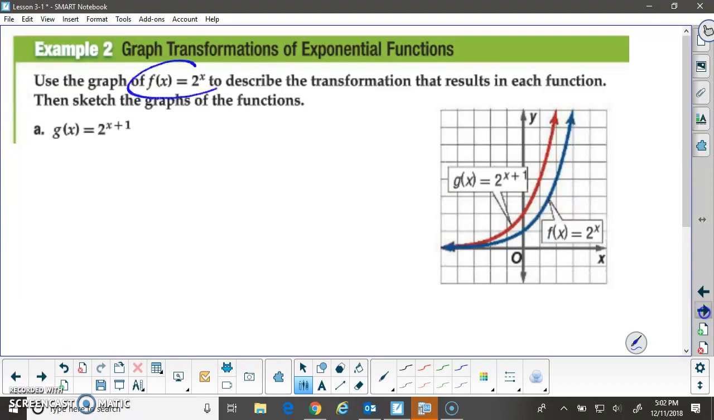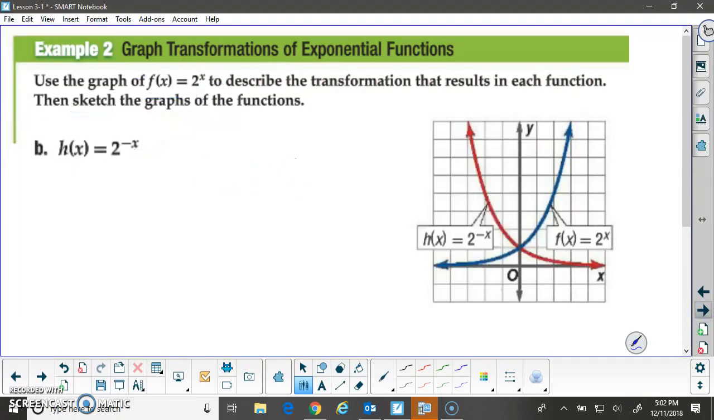So if we compare 2 to the x to this function here, 2 to the x plus 1, obviously you can see there's a plus 1 in the exponent. And the inside part of an exponential function is going to be in the exponent. Therefore, the transformation is going to be to the left 1 unit. And so the graph on the right, the blue graph, is the original function 2 to the x. The red one is 2 to the x plus 1. So if you took the blue graph and moved it to the left one, you would have the red graph.